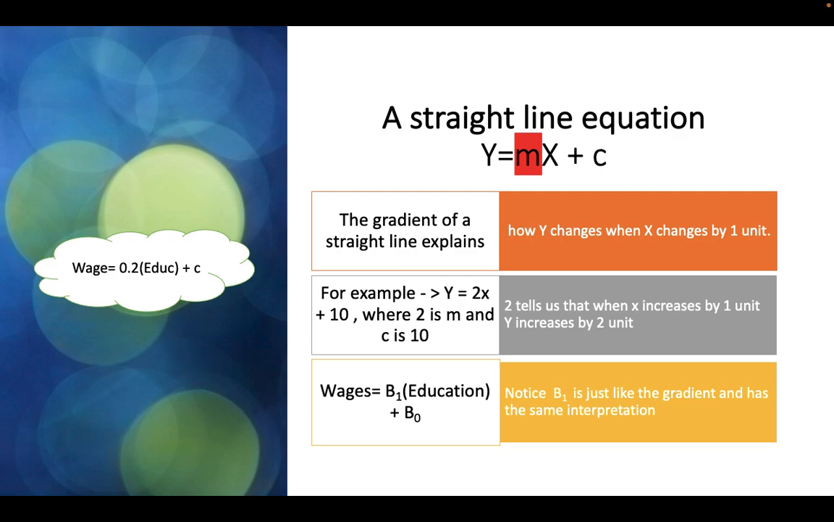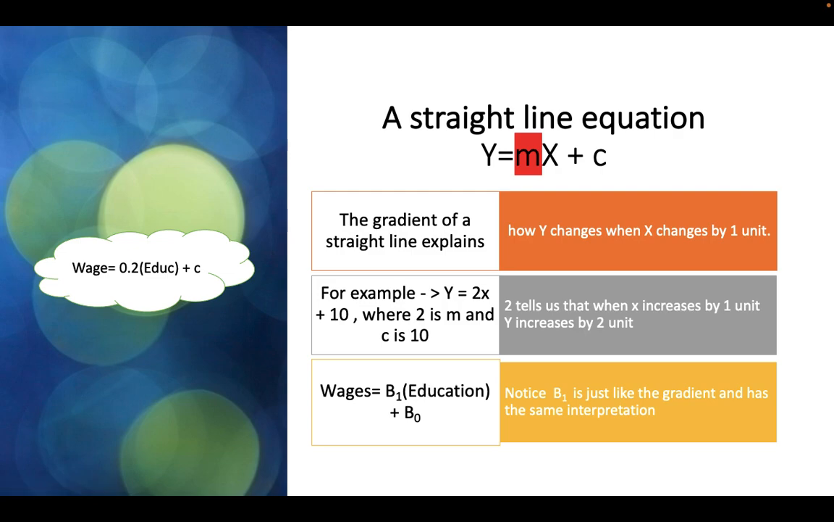It tells you how y changes when x changes by a unit. For example, if you had an equation that looked like y is equal to 2x plus 10, the 2 over here is the gradient, and it's telling you that when x changes by a unit, y would increase by 2.